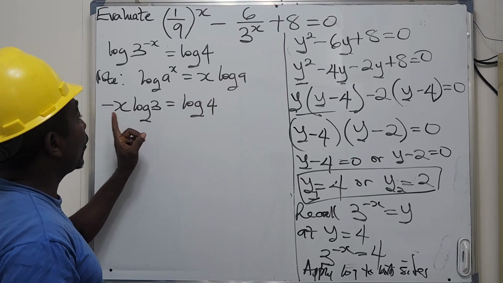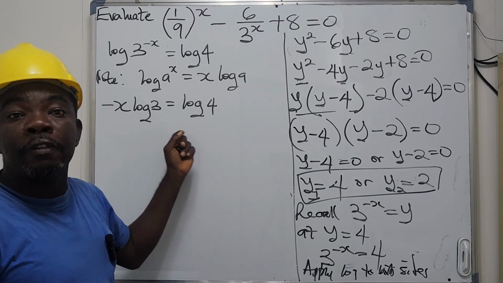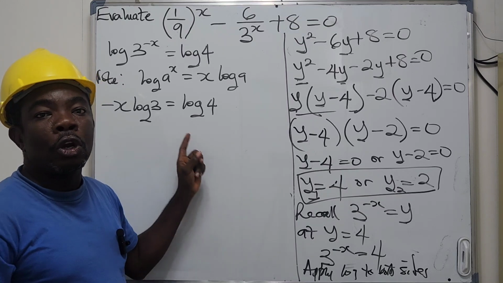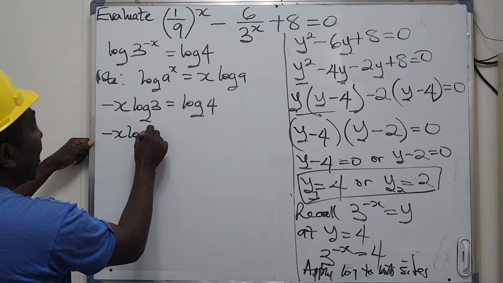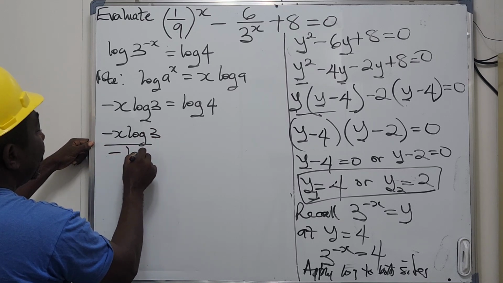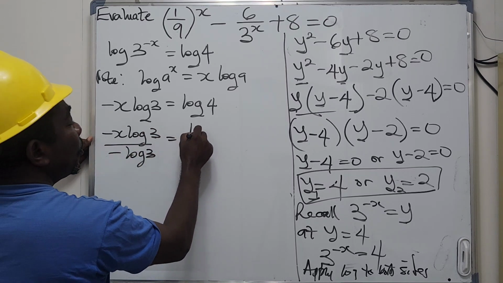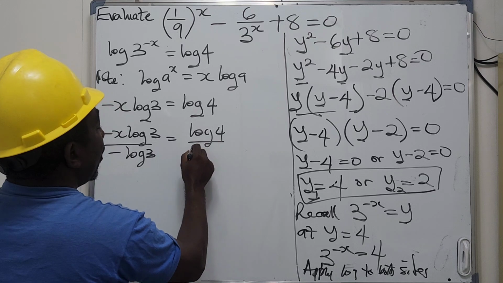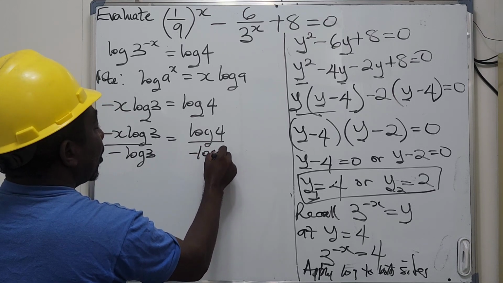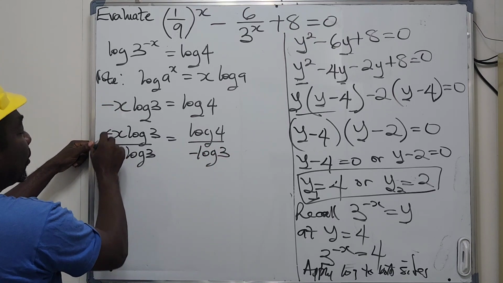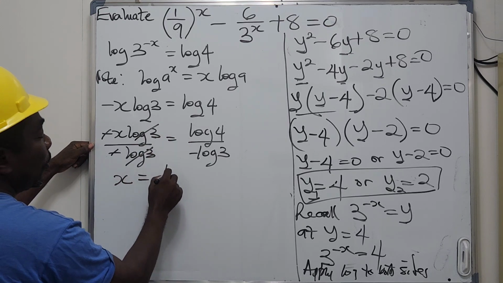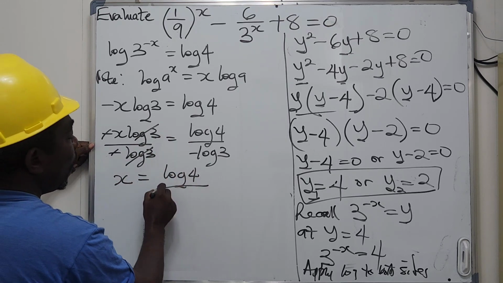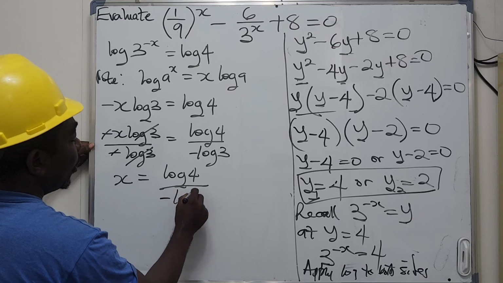So in this case, for us to find the value of x, we need to divide both sides by minus log 3. So this will give us minus x log 3 all over minus log 3 equals log 4 all over minus log 3. See, a minus will cancel here and log 3 will cancel here. We are now left with x equals log 4 all over minus log 3.